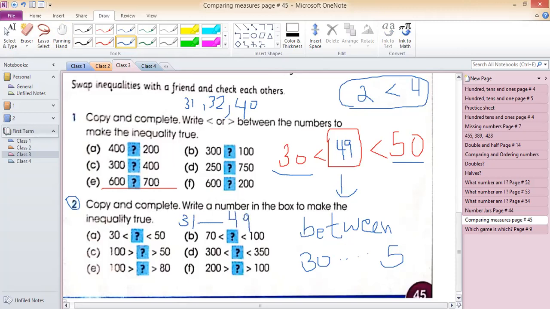You can select your number as per your choice and you can fill in the box. But that number should be greater than 30 and less than 50. That means it should be between 30 and 50. Am I clear, guys?